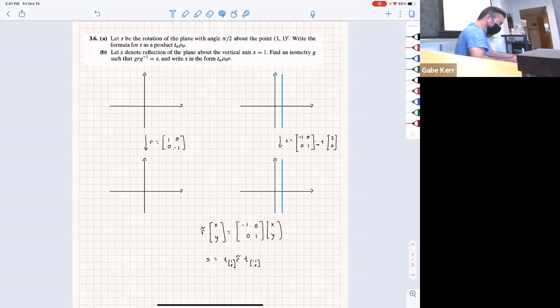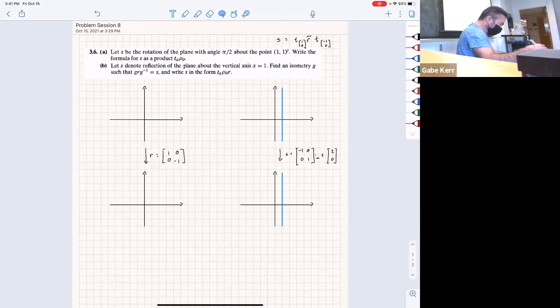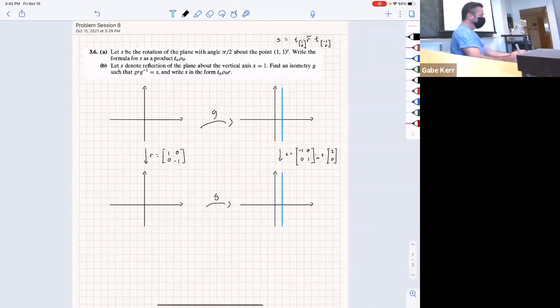Get rid of this. I mean, maybe I'll keep this. Now, what are we looking for? What we're looking for is this map G. So first I'm going to say that S is equal to, okay, so this is the map here, G. Right, because I want this G so that everything commutes.